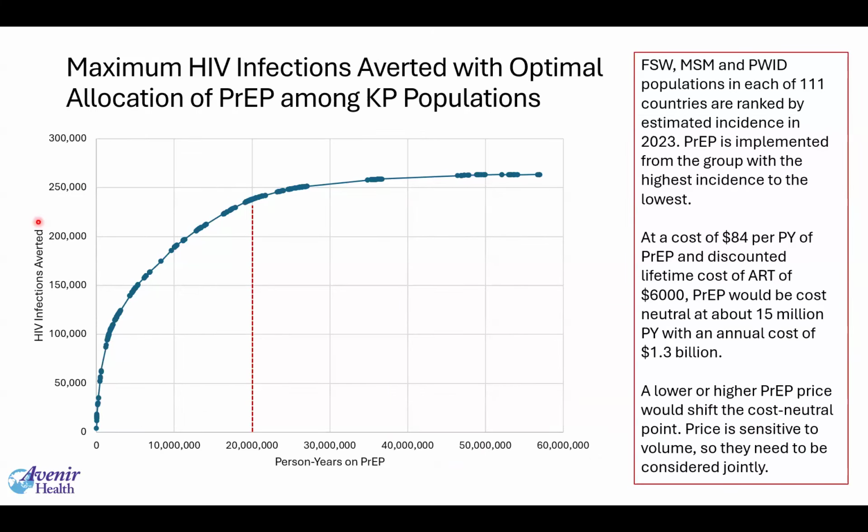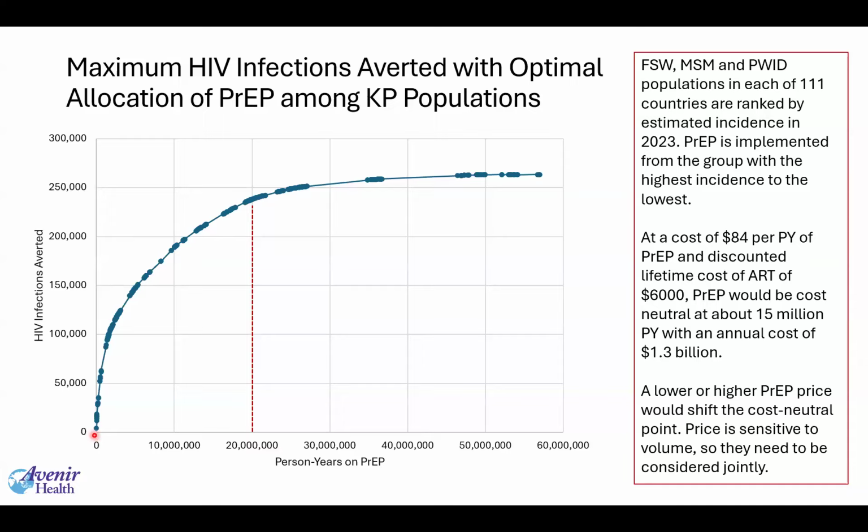Now, let's talk a moment about what that 20 million person years of PrEP can mean. The analysis here looked specifically at female sex workers, men who have sex with men, and people who inject drugs, and looked at the impact of progressively larger allocations of PrEP across those populations. So each point in the graph represents one of these population groups, and the populations have been sorted from left to right by HIV incidence. So each point represents some country or district, and either female sex workers, men who have sex with men, or people who inject drugs in that district.